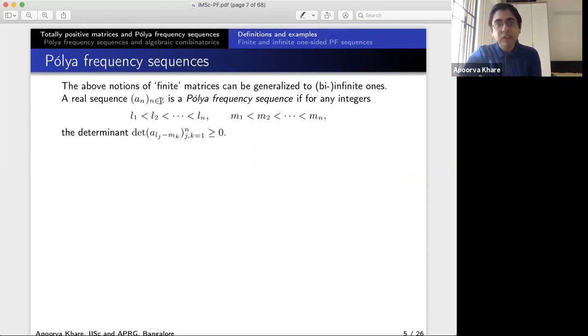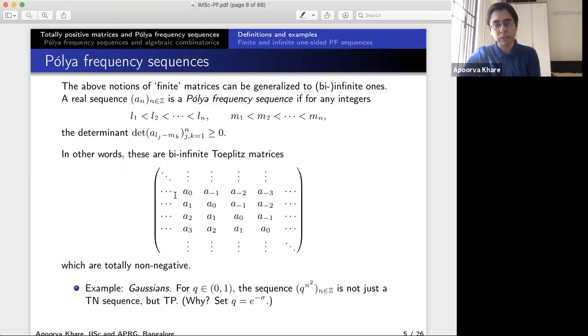So you take a bi-infinite matrix, and that gives you a Polya frequency sequence if the following happens. If you take any set of rows and columns, then you look at, remember, I'm only looking at a sequence, not a matrix. And I look at the matrix defined in the following way. So I just look at the matrix where A0 is on the diagonal, A minus 1 on the super diagonal, A1 on the sub diagonal, and so on. So it's really a Toeplitz matrix, and therefore it's a bi-infinite matrix.